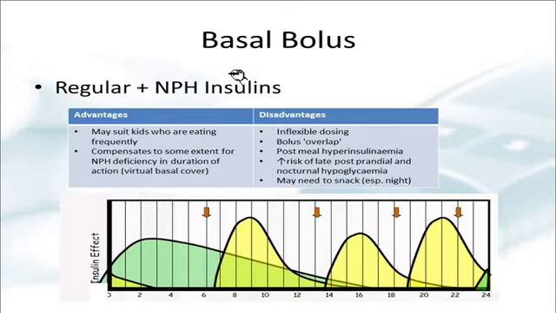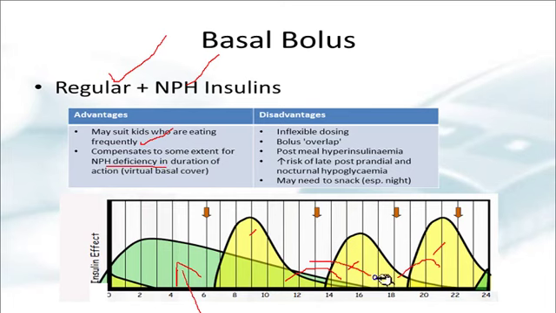An alternative basal bolus regimen that you'll find in the government sector is combining regular human insulin with NPH insulin. Now, your regular human insulin is represented by these yellow peaks, and your NPH insulin is represented by the green peak, which represents your basal insulin in this scenario. Generally, this scenario may suit kids who are eating frequently, because you'll notice that the bolus insulins that you use here almost all of them overlap, so that helps. And it compensates to some extent for the NPH insulin deficiency.